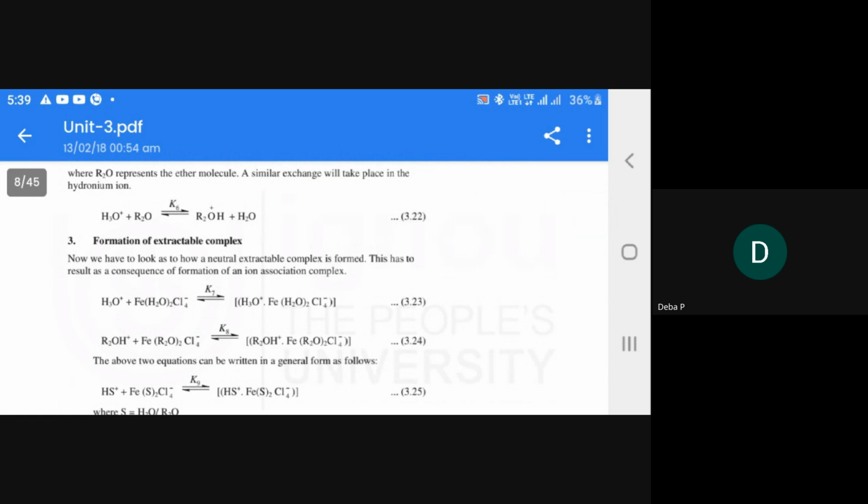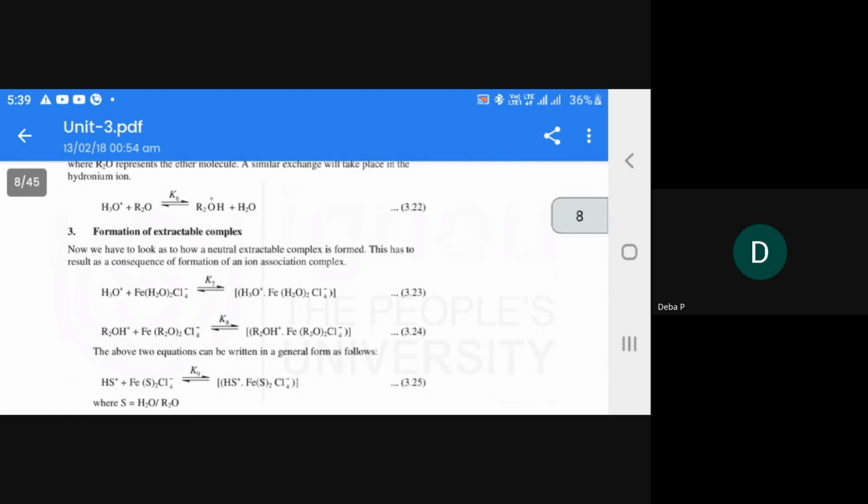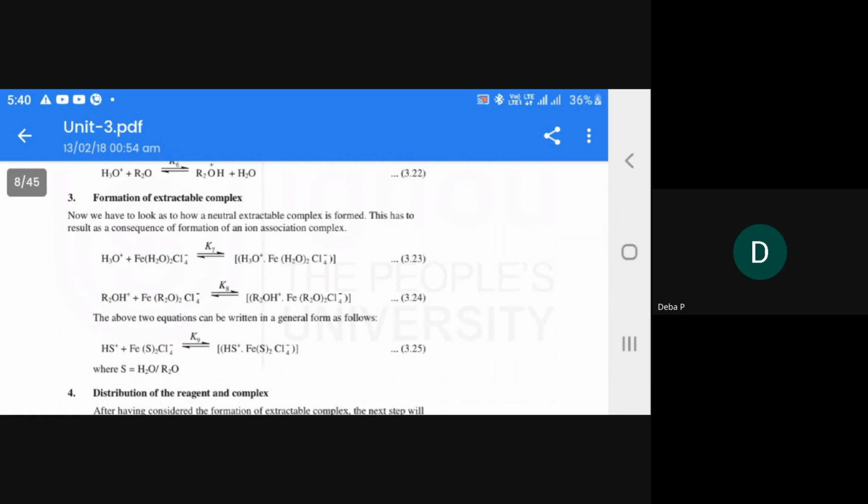Now we have to look at how a neutral extractable complex is formed. This has to result as a consequence of the formation of an ion association complex with H3O plus and FeH2O2Cl4 minus, which gives rise to this association complex having equilibrium constant K7. Similarly, the R2OH plus formed in equation 3.24 also reacts with the complex to form R2OH plus and Fe(R2O)2Cl4 minus coordination complex. So the above two equations can be written in general form as follows.